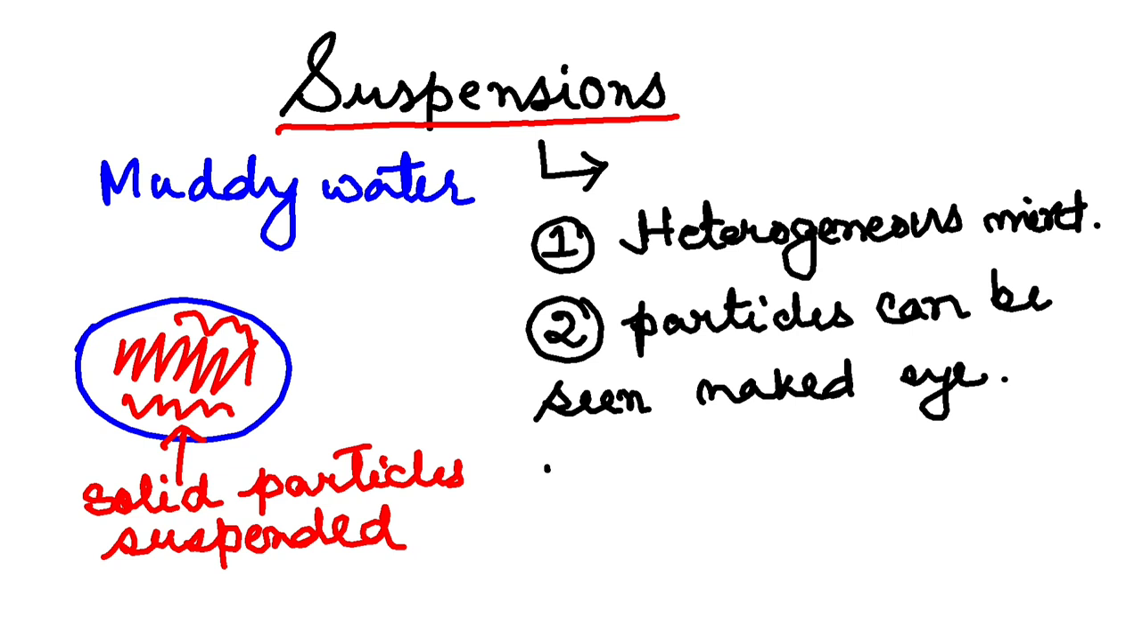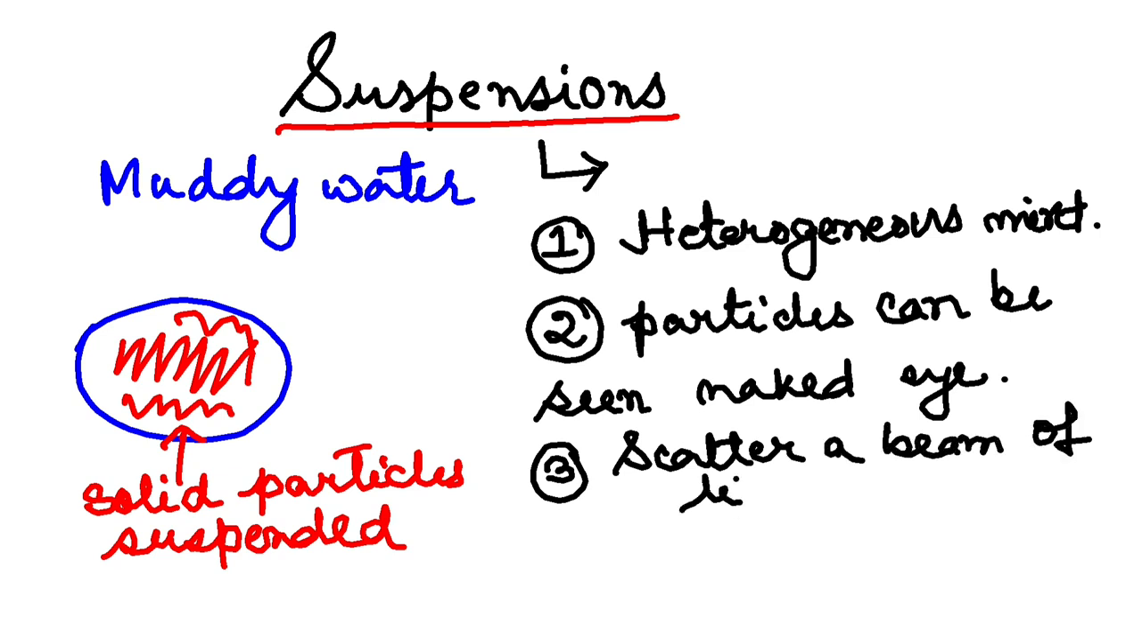Okay. The third property is very interesting. If you throw a beam of light through a suspension, because the particles are big and can be seen by the naked eye, they can scatter a beam of light. This is very important. They can scatter a beam of light. As I said, this point is very important. Why can they scatter a beam of light? Because such particles are big compared to solutions.